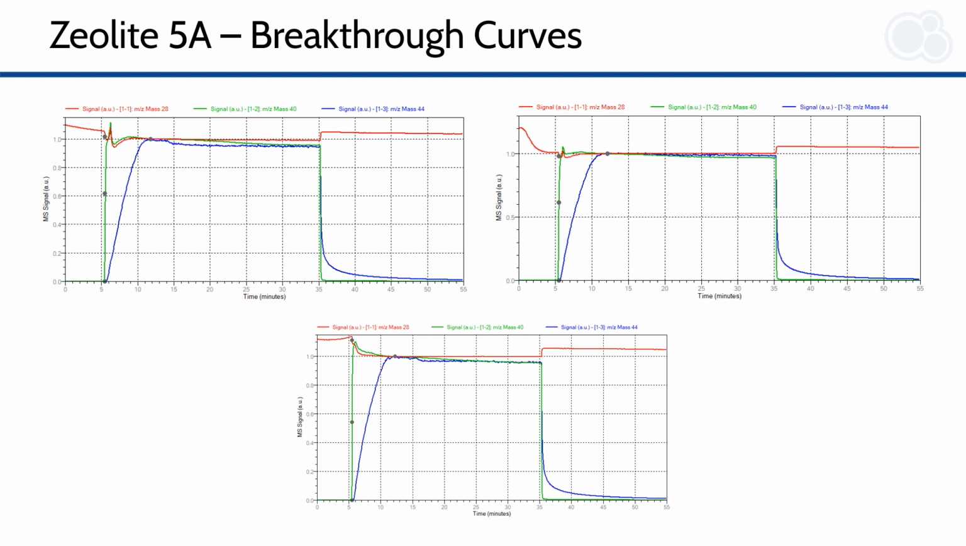And then we can see our mass 44 or propane, which adsorbs more slowly. And then also we can see how much more slowly it leaves the sample column and exits to the detector following shutoff at that 35-minute time interval.